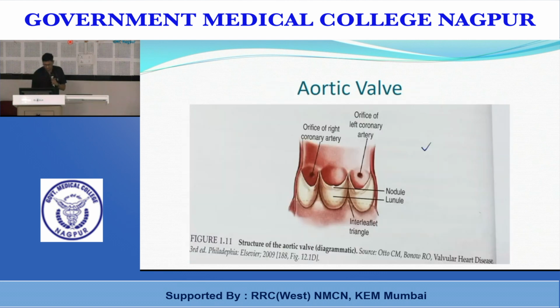This is the aortic valve. Here you can see the nodule of Arantius. Then these are the lunules, and then you have the orifices of the right and left coronary arteries. See here, sometimes we say the coronary artery is anomalous. Sometimes it is the NCC which gives rise to both RCA and LCA. Or sometimes the RCC gives rise to both LCA and RCA. Or sometimes from the left side both RCA and LCC come.